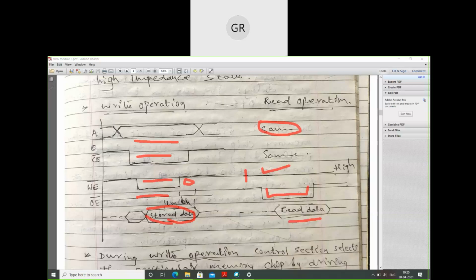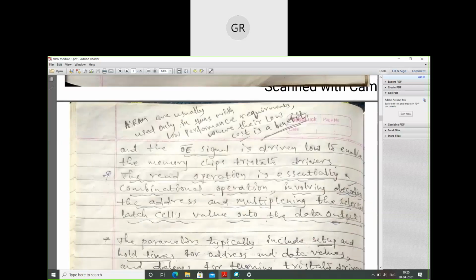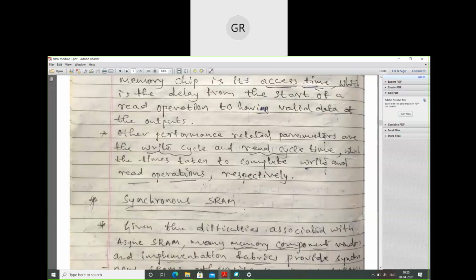Just remember that. One more thing: we can use asynchronous SRAMs only in low performance devices where their low cost is the benefit. That is one more important point about where we can use them. Asynchronous SRAM is usually used only in systems with low performance requirements, where its low cost is a benefit. I hope it's clear, asynchronous SRAM.